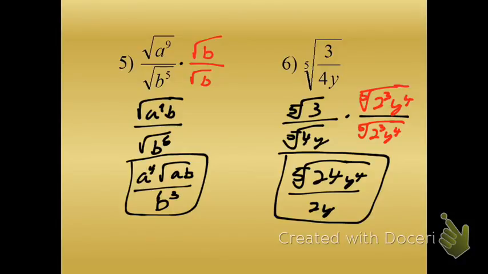Okay, so the answer for number 5, pretty simple one. You have to multiply by square root of b top and bottom. It gives you the square root of a to the 9th b over the square root of b to the 6th. Simplify the top, gives you a to the 4th times the square root of ab. The bottom gives you b cubed. So a to the 4th square root of ab over b cubed.